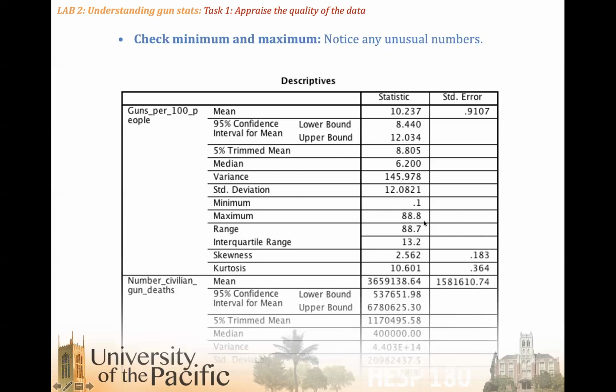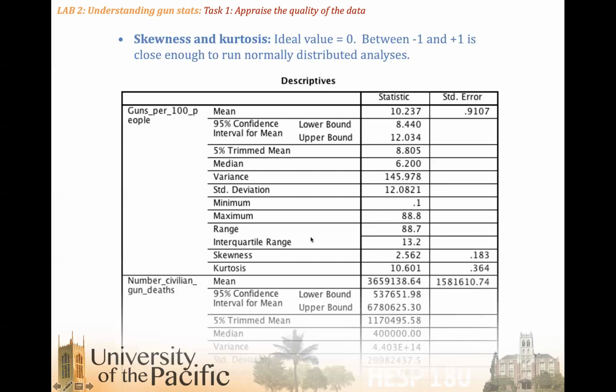The maximum in this database is 88.8. So we're looking at the US at this time being close to 90 guns per person. Now it's more than that. So if something's weird, you just want to notice that. Now that's a really wide range, but it doesn't necessarily mean that the data are not well distributed.